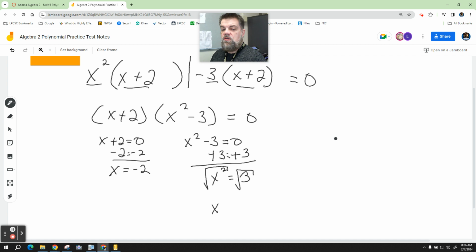Now remember, whenever we take the square root of something, it's technically plus or minus the square root of 3. So then our solution is x equals negative 2, x equals positive root 3, and x equals negative square root of 3. Also, if you were to do that on your calculator, it's approximately plus or minus 1.73.